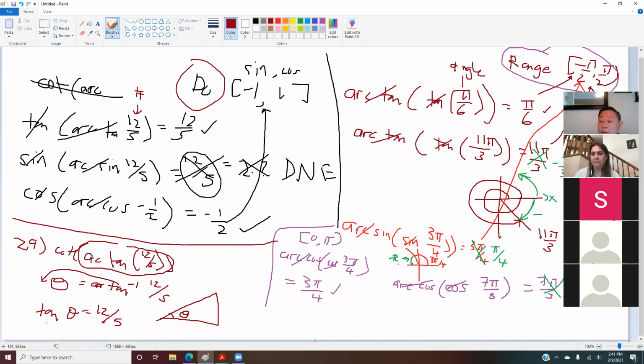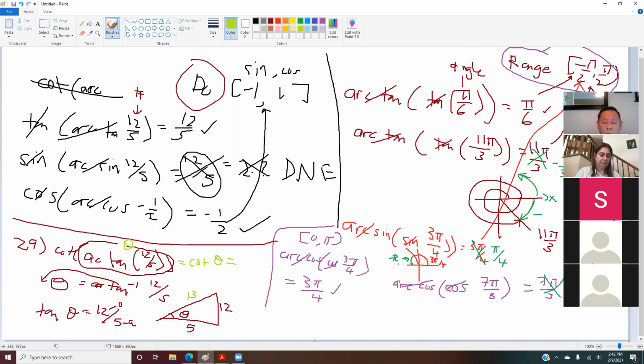This is tangent. So 12 in this case is your opposite, and 5 in this case is your adjacent. So 12 is opposite, 5 is adjacent. Can someone tell me what your hypotenuse is in this case? 13. 5, 12, 13. So this becomes cotangent theta.